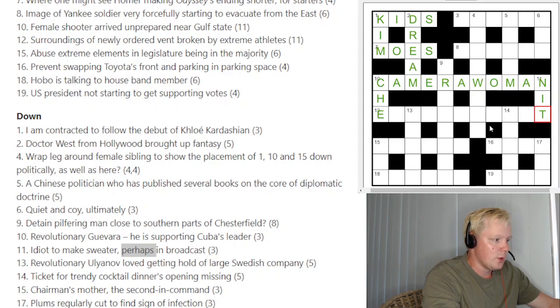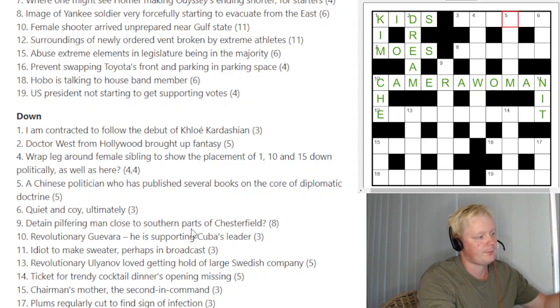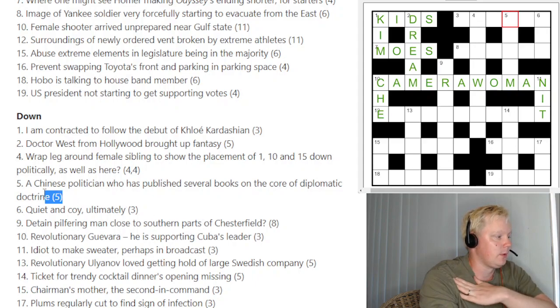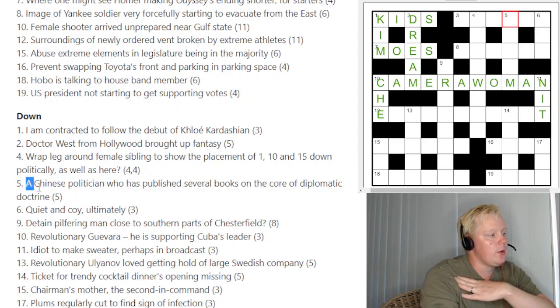And which one should we pick next? How about this one with the M at the end? So 5 down. A Chinese politician who has published several books on the core of diplomatic doctrine. It's a very long clue for 5 letters. Note this A here, a Chinese politician. If we just had to put the name of a Chinese politician, you wouldn't necessarily see this A here. So this A is probably important.